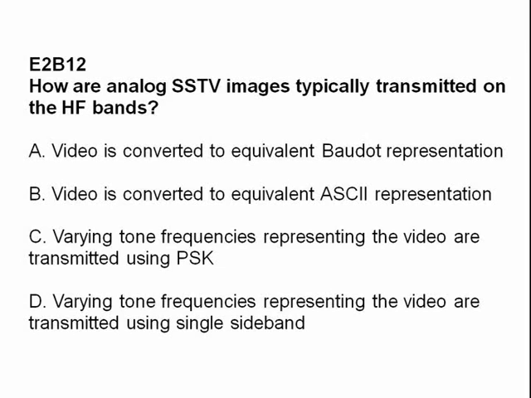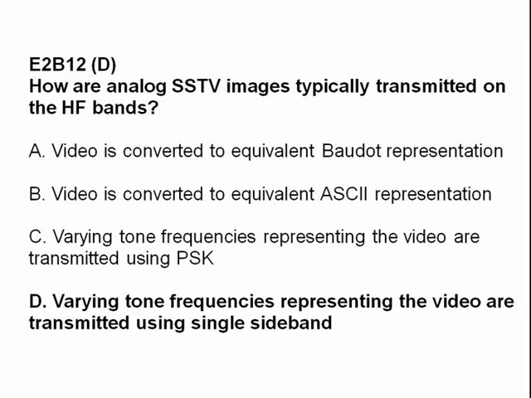How are analog slow scan television images typically transmitted on the HF bands? A. Video is converted to equivalent Baudot representation. B. Video is converted to equivalent ASCII representation. C. Varying tone frequencies representing the video are transmitted using PSK. Or D. Varying tone frequencies representing the video are transmitted using single sideband. The answer is D. Varying tone frequencies representing the video are transmitted using single sideband.